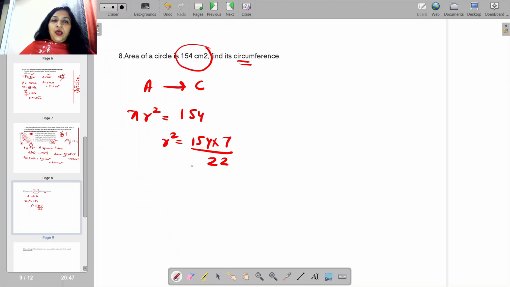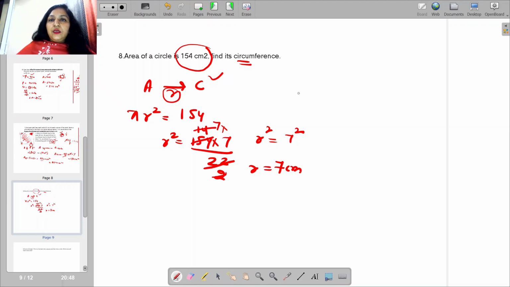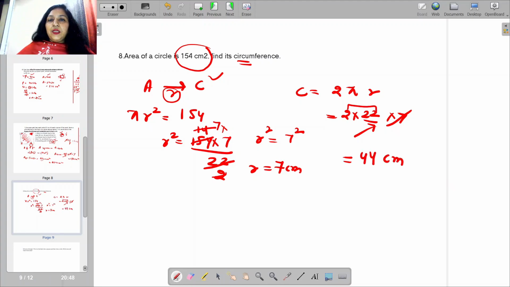11 into 2. 11 into, this is 14. 14 divided by 2 is 7. So radius square is equal to 7 square. That means radius is equal to 7 centimeter. From the area we first found the radius. Radius will be used for circumference. Circumference is what? That is 2 pi r. This is 2. Pi is 22 by 7. Radius is 7. 7, 7 cancel. Answer is 2 times 22, that is 44 centimeter.